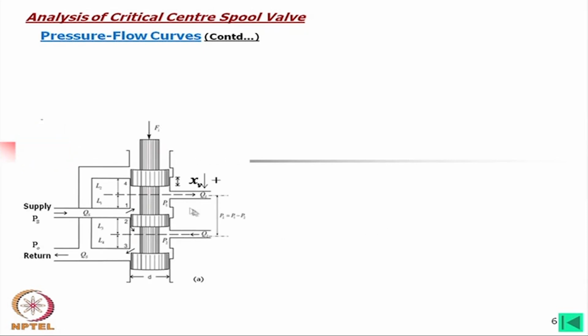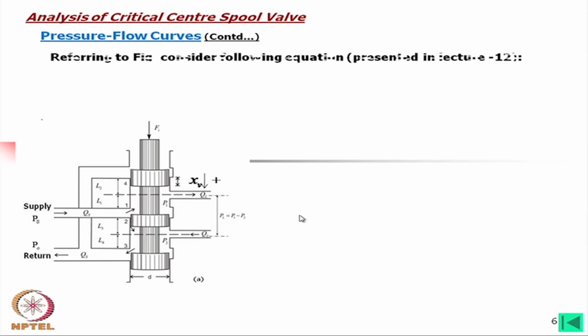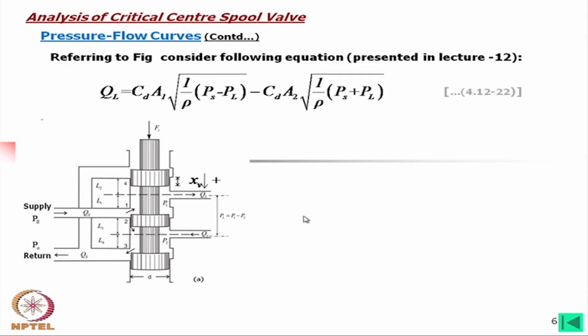Now, again referring to this figure, consider the following equations presented in lecture 12, the earlier lecture. We developed these equations. Here we wrote this equation for A1 and A2, which we are equating for load flow. Now, for 0 leakages, suppose we are considering these equations and we consider there will be no leakage.